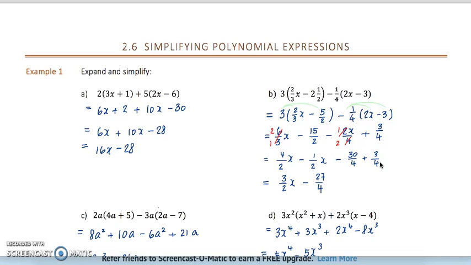And now you're ready to use the rules for adding and subtracting fractions to collect like terms and simplify this polynomial. So 4/2x minus 1/2x is 3/2x. Negative 30/4 plus 3/4 gives you negative 27/4. And this is simplified.